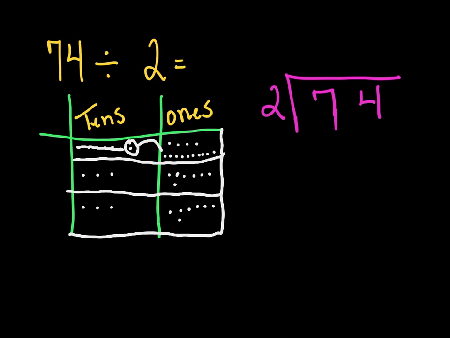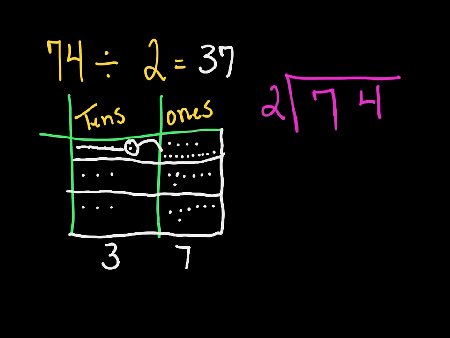Okay, so how much do we have in the tens? We have 3, we have 30, and then we have 7 ones. So the quotient to 74 divided by 2 is equal to 37. Now on this side, we are going to show the same thing now, but using long division. 2 can't go into 7 equally. It can go into close.